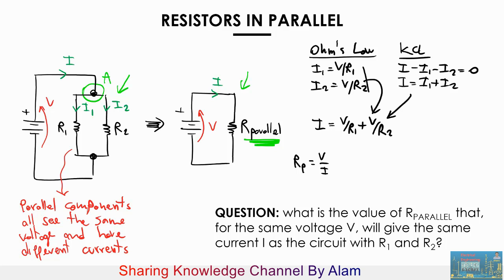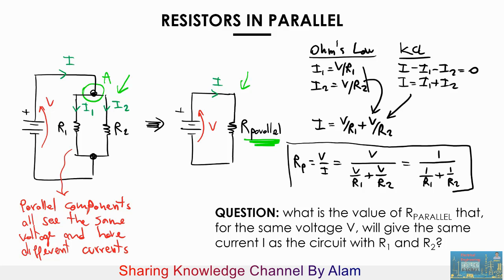So now we'll just replace I with the new definition of I that we found: V divided by R1 plus V divided by R2. Obviously, you can see that we have V in both numerator and denominator, so that can be simplified. So the final equation that we obtain is the following. This part at the end is the value of the equivalent parallel resistor.